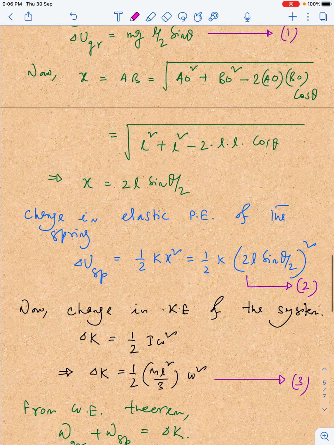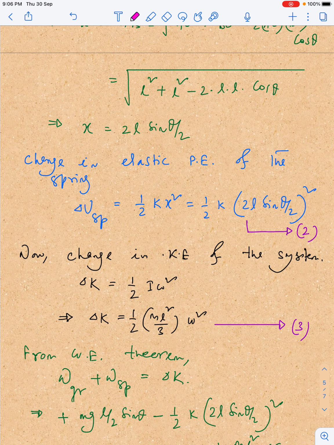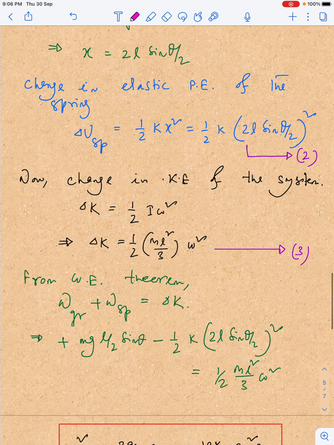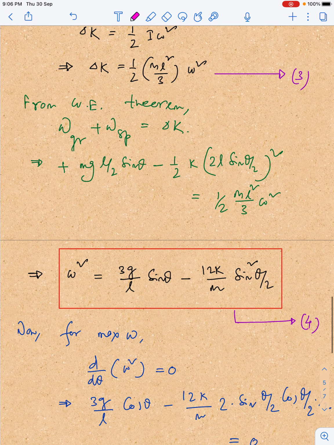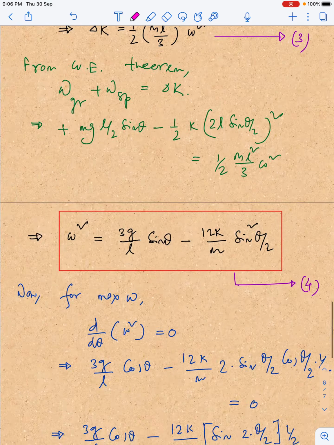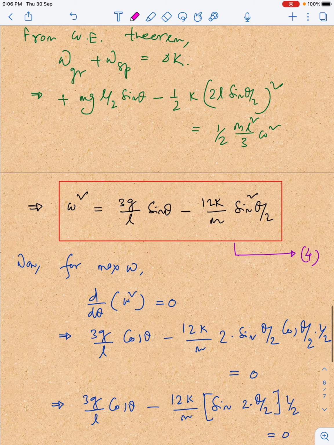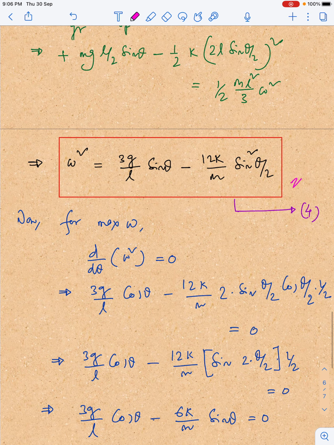Right? So what is the change in elastic potential energy of the spring? Delta USP is half kx square and x value is 2L into sine theta by 2. The change in kinetic energy of the system, delta k, is equal to half I omega square. After putting the value of I we will get this. Next we will simply apply the work energy theorem. Work done by gravity plus work done by the spring is equal to delta k. I will put the work done by gravity that I have already calculated over here, then the work done by the spring, that is equal to the change in kinetic energy. From that I will get the value of omega, right?